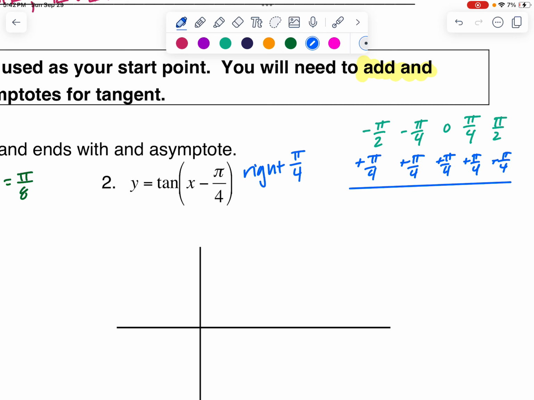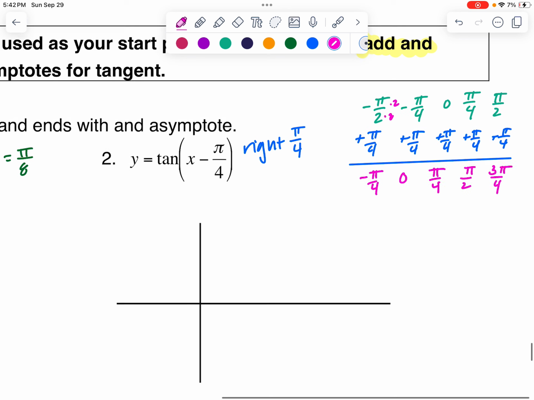So I have a negative pi over 2 plus pi over 4. I have to find common denominators. Is that negative pi over 4? 0, pi over 4. That gives me a pi over 2, and then a 3 pi over 4.